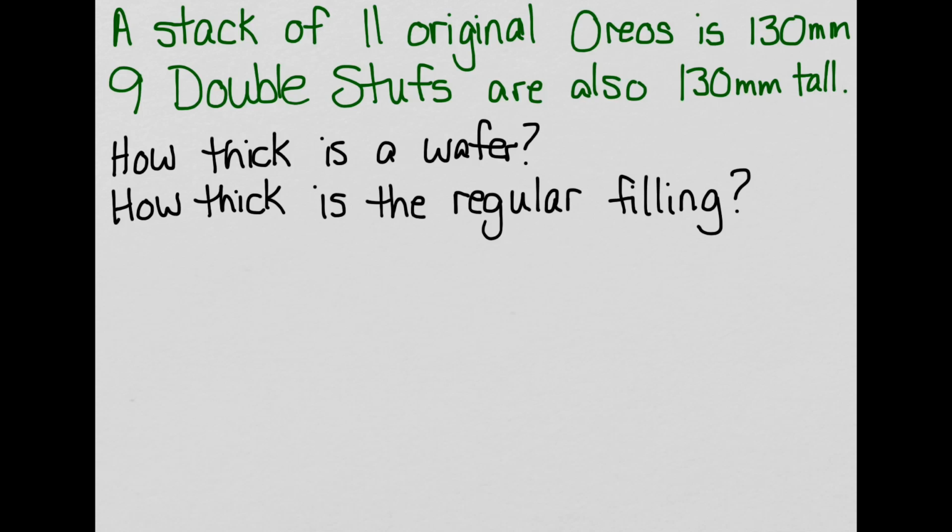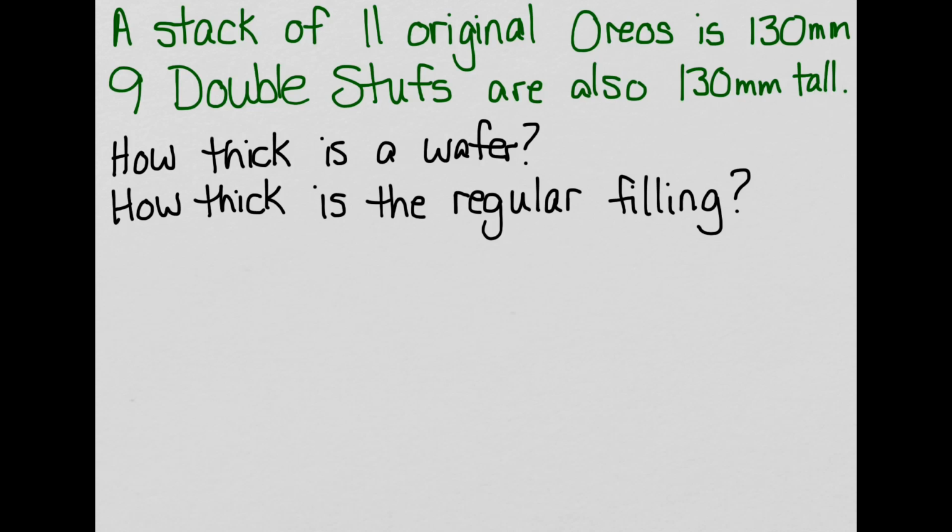Well, let's just talk about the stack of originals. So imagine a stack of 11 Oreo cookies. How many wafers are in this stack? Well, there's 22 wafers in that stack. How many layers of original thickness filling are in this stack? Well, 11. There's 22 cookies, 11 fillings. Yeah, 22 wafers, 11 fillings. Okay, I'm with it. I've got this.